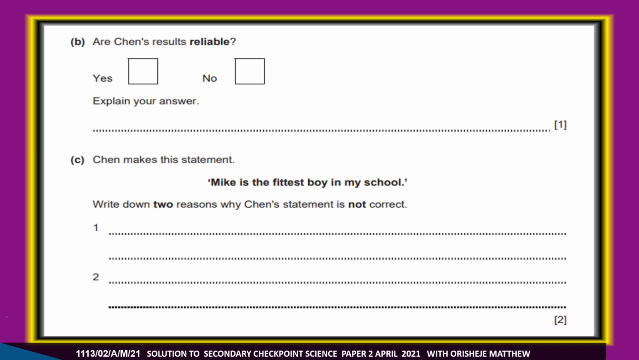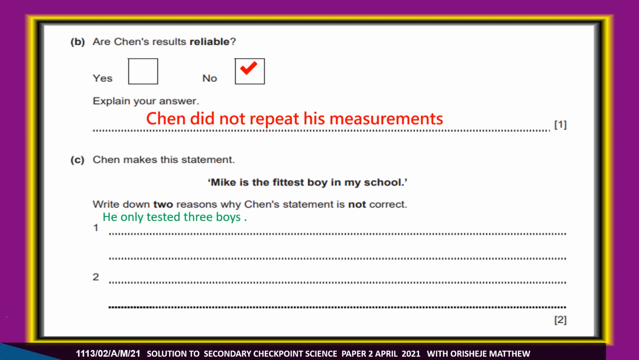Are Shane's results reliable? No. Shane did not repeat his experiment. Shane says, Mike is the fittest boy in my school. Write down 2 reasons why Shane's statement is not correct. He only tested 3 boys. He has not tested all the boys in the school.